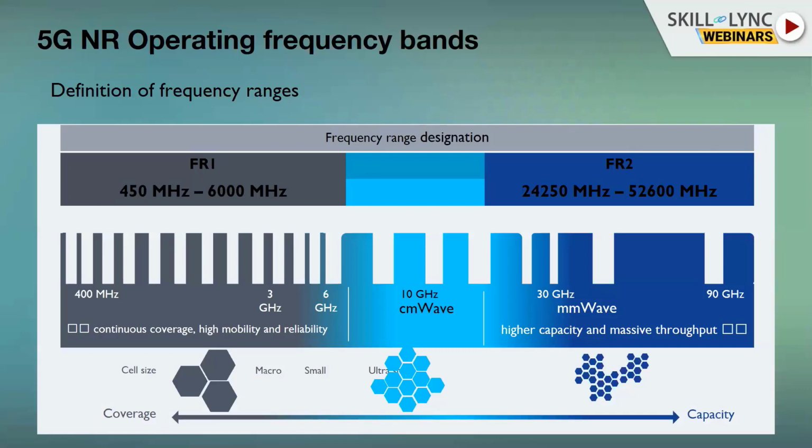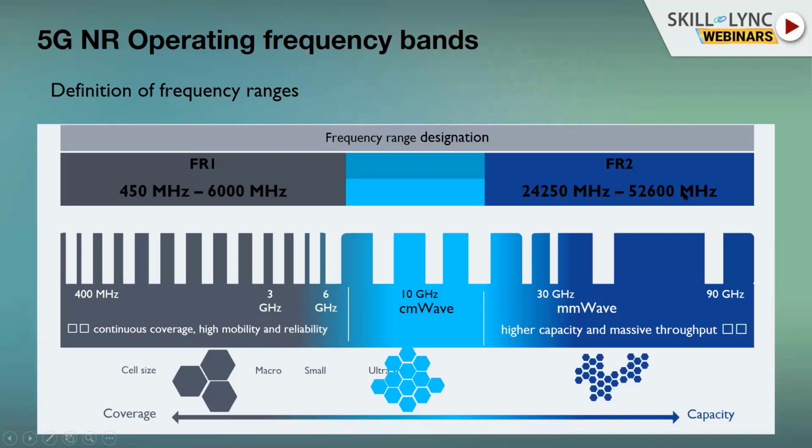Here we have the 5G NR or new radio operating frequency band. We have the definition of frequency range. Just to keep in mind that we have two frequency ranges, FR1 or frequency range 1 and FR2, which is frequency range 2. The first one is from 450 megahertz to 6 gigahertz or 6,000 megahertz. The second frequency range, FR2, is from 24 gigahertz to 52.6 gigahertz.